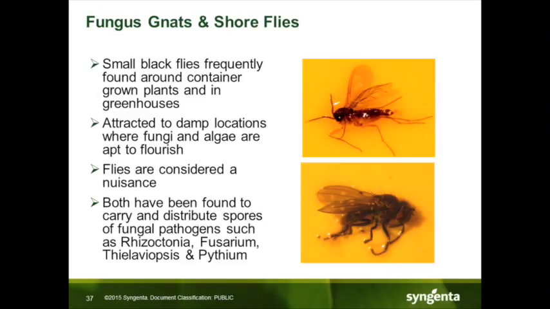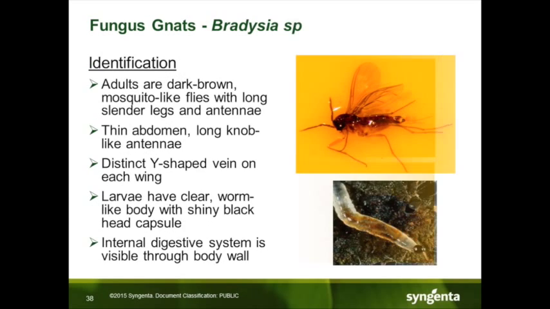And you can see they look quite distinct here. Fungus gnats can typically be identified because of their mosquito-like appearance. They also have this very characteristic Y-shaped pattern on the wings. And they also have this kind of U or C shape end to their abdomen. The larval stage tends to be clear, slender, and have this hard black head capsule.